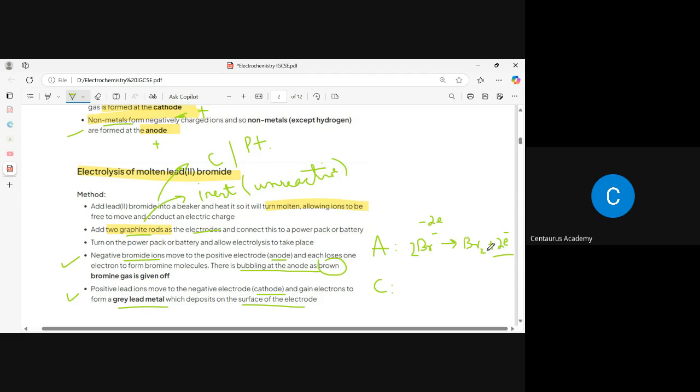Then for this production of the bromine gas, what will be the state symbol? Bromide ions are present in molten state, so the liquid symbol l is written for them, and for gas, it is going to be a lowercase g. Okay. What about at the cathode?